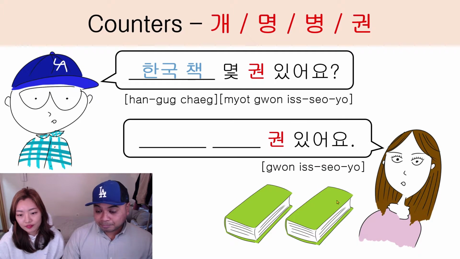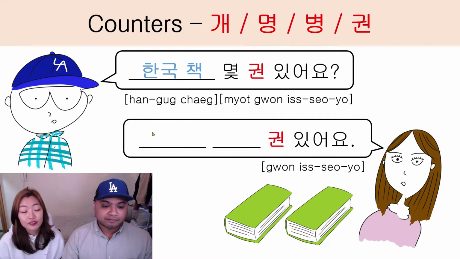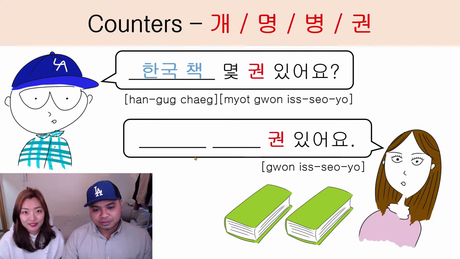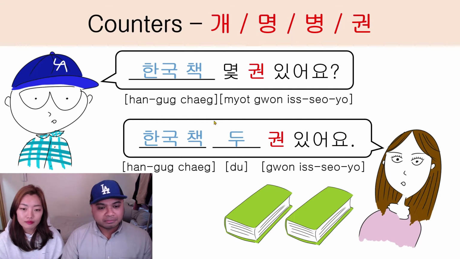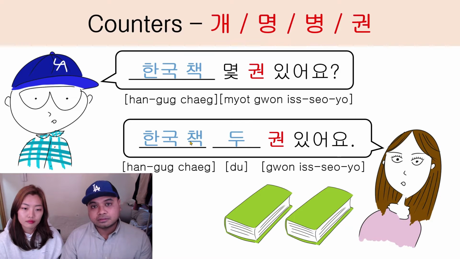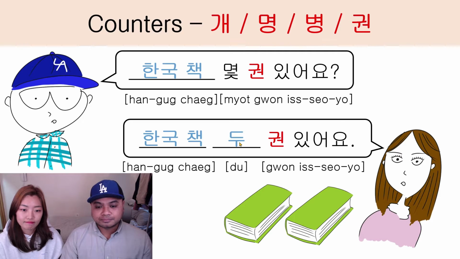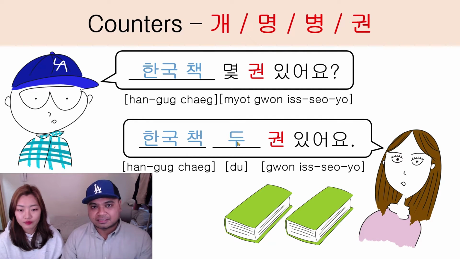There are 2 here. So, just remember, the first part is the noun, second part is the number. So you would say, 한국 책 2권 있어요. 한국 책 2권 있어요. Very important, the noun is first, then the number, then the counter. And then of course, you don't say 둘, you say 두, without the L sound.